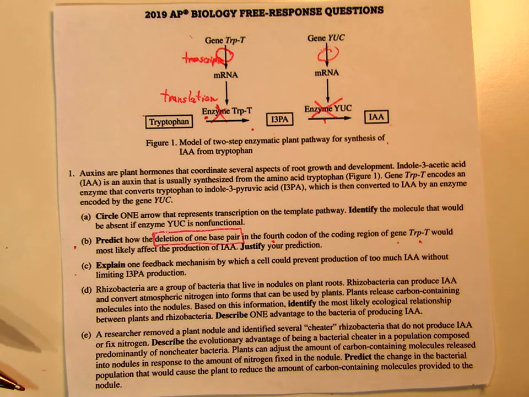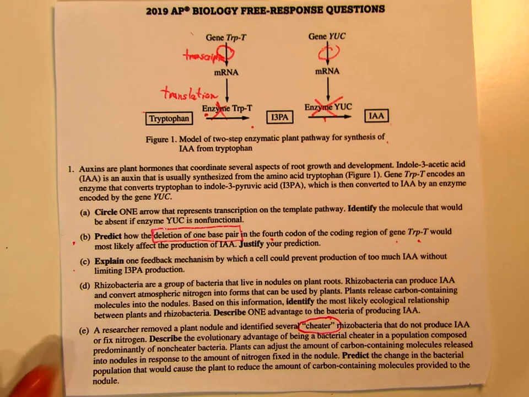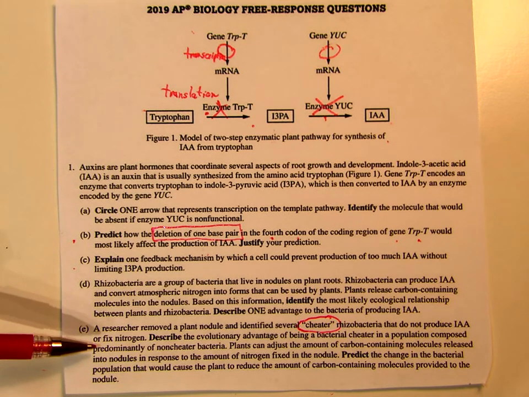Now, in part E, this was really kind of a funny question, I thought. A researcher removed a plant nodule and identified several cheater bacteria that do not produce IAA or fix nitrogen. Okay, so they're kind of like parasites on the plant or something. Describe the evolutionary advantage of being a bacterial cheater in a population composed of predominantly non-cheater bacteria. So what would be the advantage of that? Well, if they're cheater bacteria, they would be getting food from the plant essentially for free without having to do anything in return.